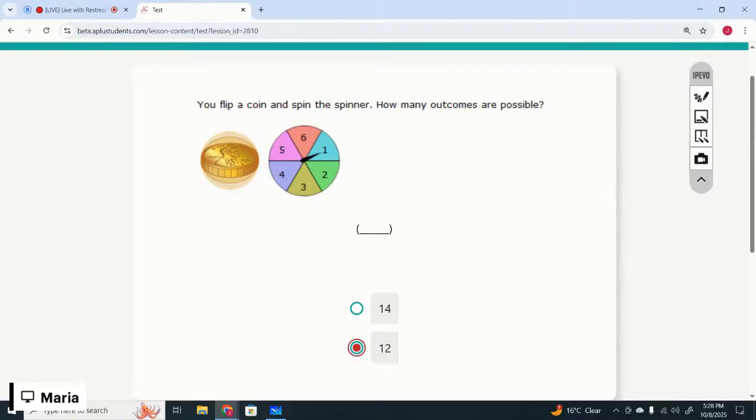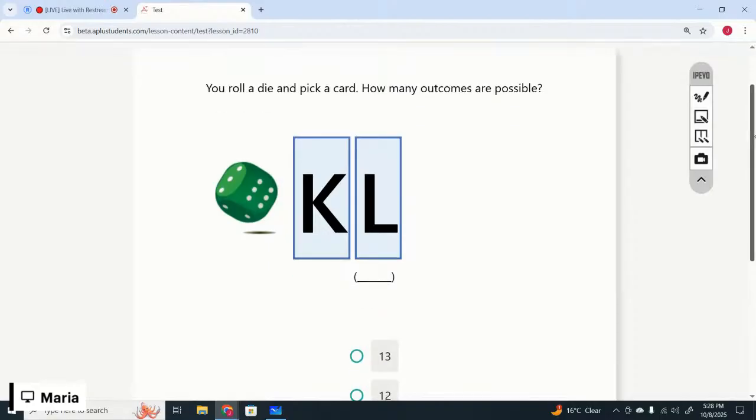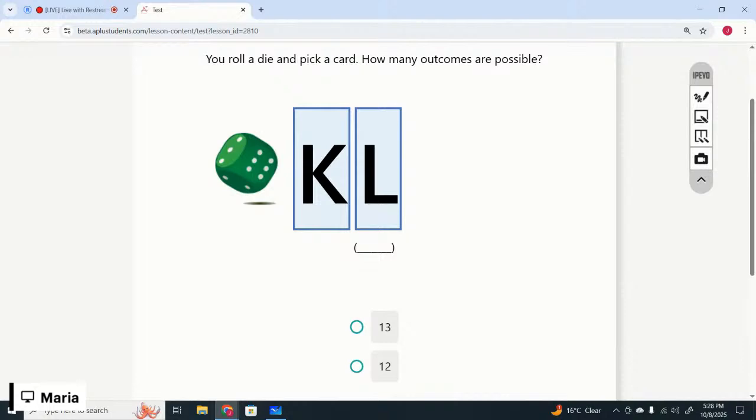That is 6 times 2 is 12. Option number 2 is the correct option. You roll a die and pick a card. How many outcomes are possible?